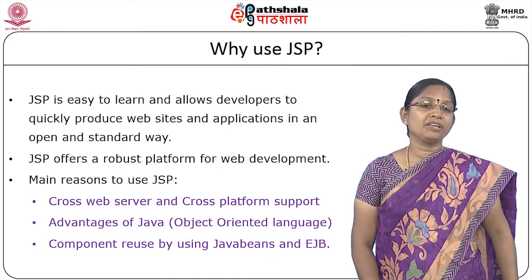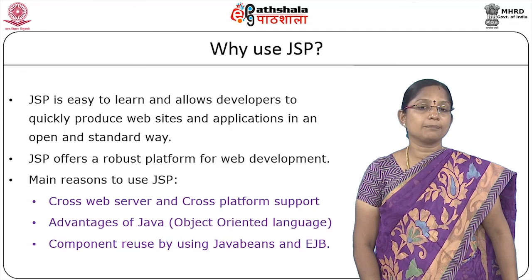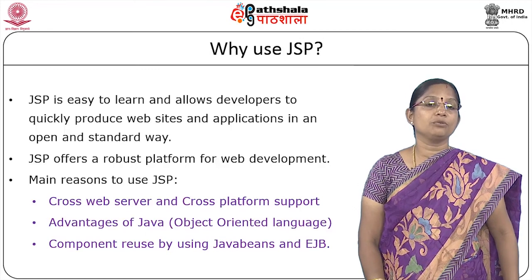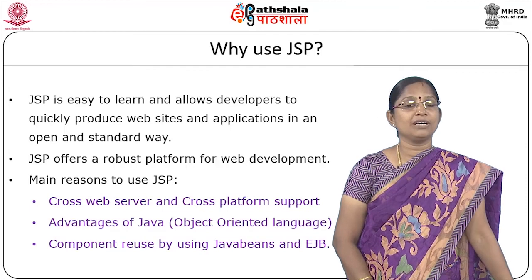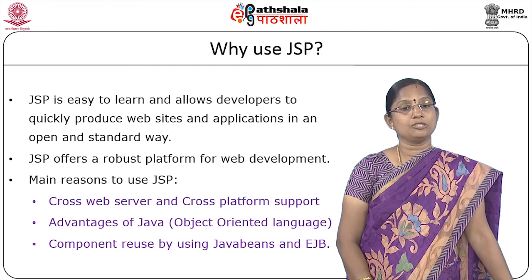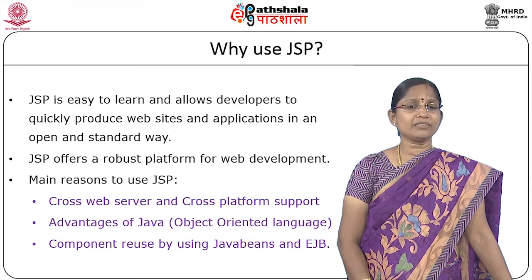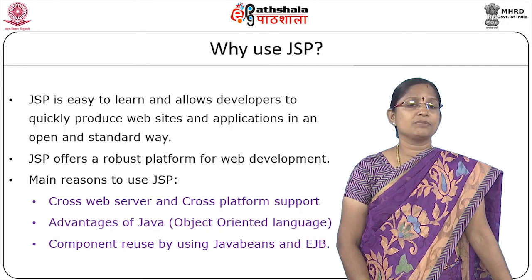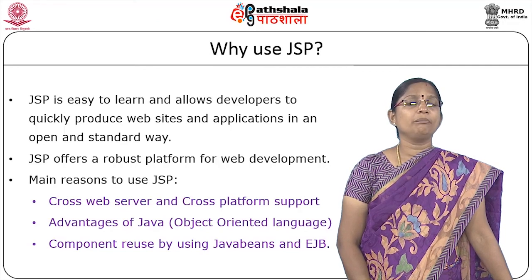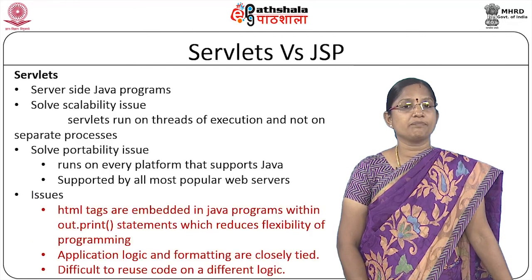The main significance of JSP is that it supports cross web server and cross platform use, and it provides the advantages of Java, because Java is an object oriented language. Whatever benefits are provided by Java can be reused here. Then component reusability is one of the major advantages promoted by JSP. Component reusability is achieved here using Java Beans and EJB.